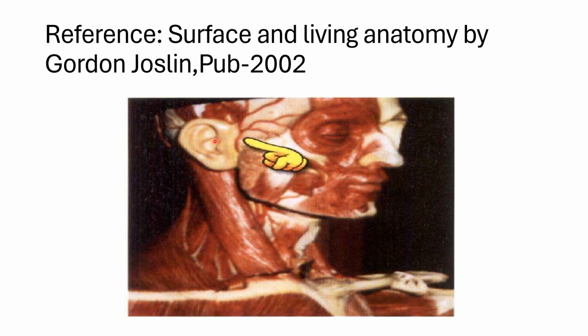So in this picture, you can see the palpation of two important arteries. Here you see this marked by this hand. This is taken from the Surface and Living Anatomy by Jordan Jocelyn, a book from Elsevier, 2002. In this, you can see the superficial temporal artery. This is the superficial temporal artery, and it is palpated at this part of the ear, like I told you in the previous slide.